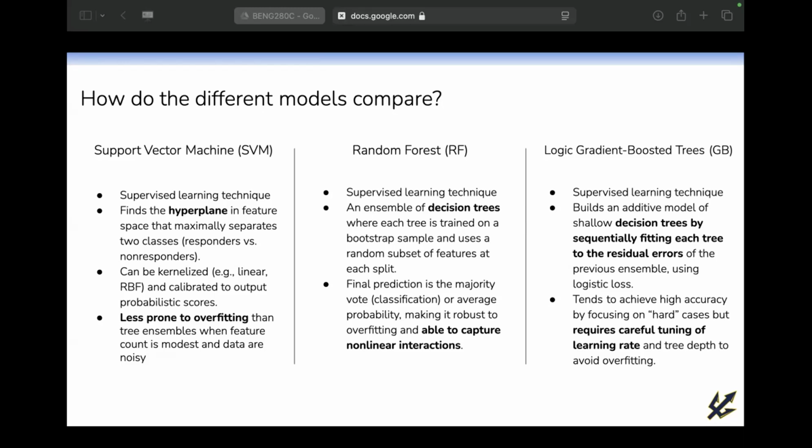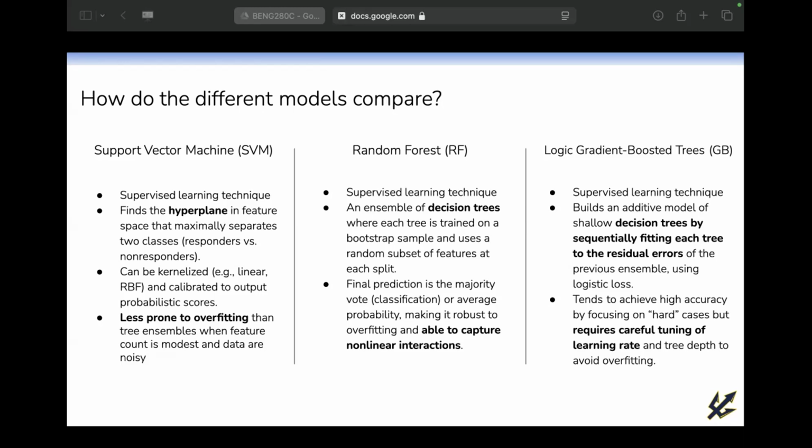Random forests are essentially a team of decision trees. Each tree looks at a different part of the data, and they all vote on the final result. Because of this randomness and teamwork, they're good at avoiding overfitting and can pick up on complex relationships in the data, especially when things aren't purely linear. And then we have gradient boosted trees, which take a different approach. Instead of training a bunch of trees in parallel, like the random forests, gradient boosting trains them one after another. Each new tree tries to fix the mistakes of the one before it.